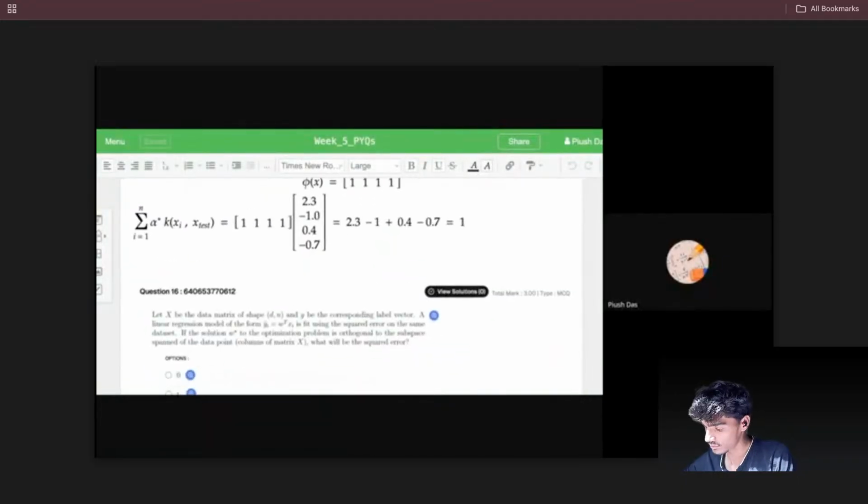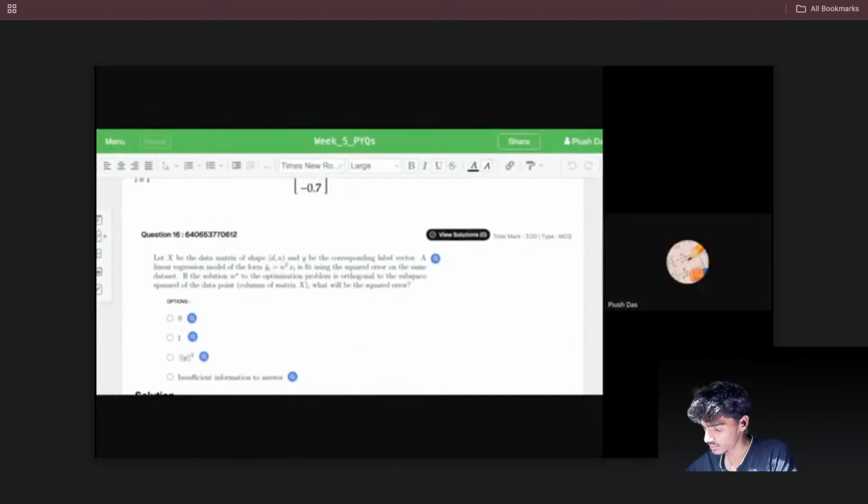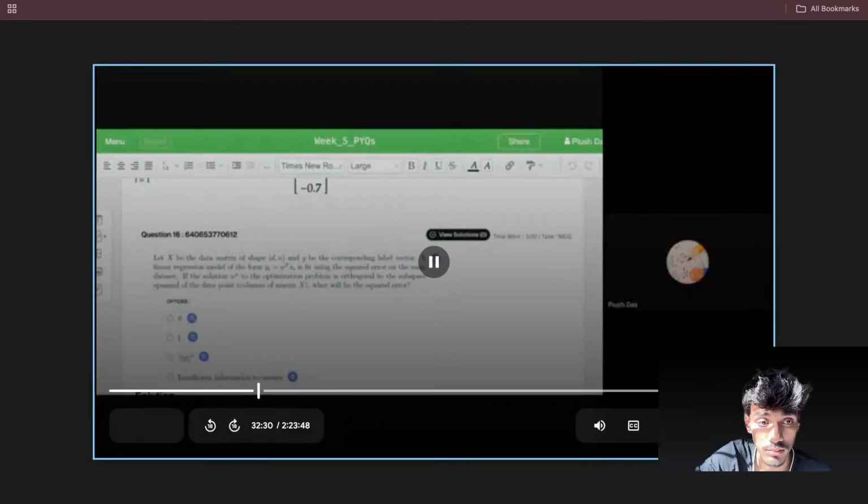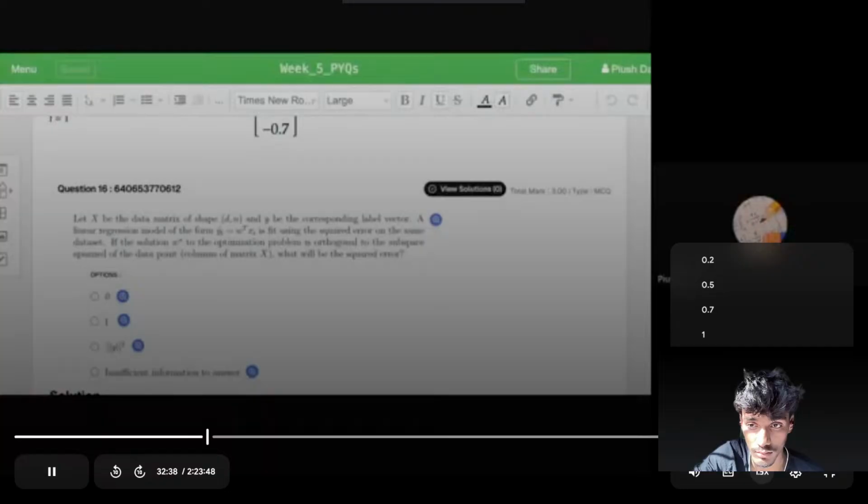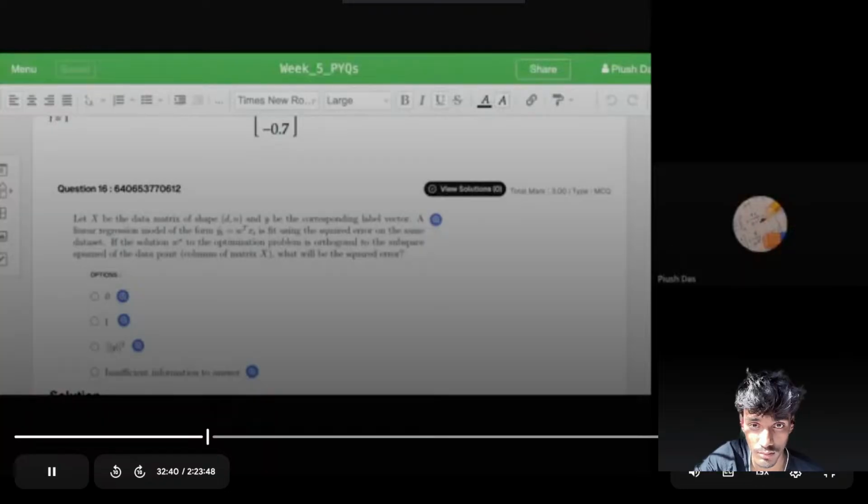Okay, this one is a conceptual question. Let X be the data matrix of shape D cross M and Y be the corresponding label vector. A linear regression model of the form Y hat equals W transpose X is fit using the squared error on the same data set. If the solution W star to the optimization problem is orthogonal to the subspace spanned by the data point column matrix of X, what will be the squared error? This is option C. Others, just read it and try to solve.